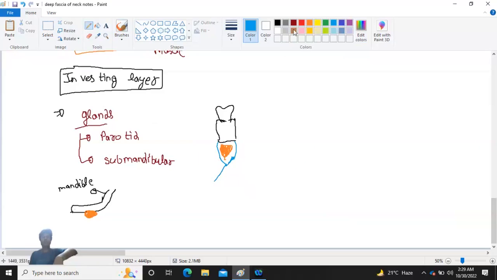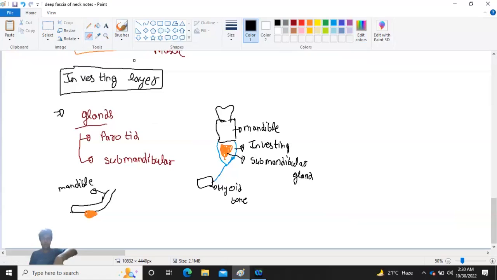At the joint and go to the hyoid bone. Here is the hyoid bone. This is hyoid bone. This is mandible. This is submandibular gland. And this is investing layer. This is investing layer. It has one superficial layer and one deep layer. Done.